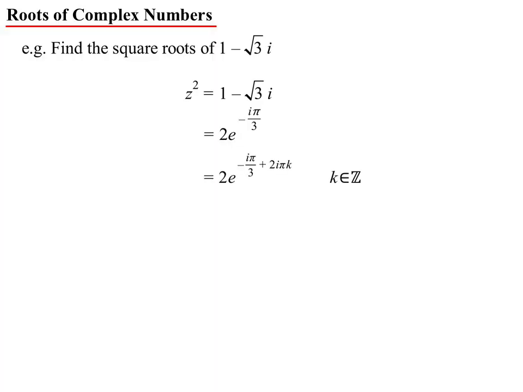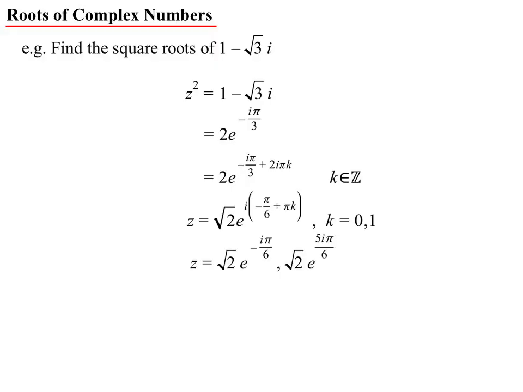The power of minus iπ/3 will be the same as minus iπ/3 plus 2πik. Our exponential is a periodic function, so long as k is an integer. And that will allow us to generate solutions now. Because z squared is going to be the square root of 2 when I find z, and then I'll halve the power. I want two solutions because I'm looking for the square root, so two consecutive numbers, 0 and 1. And there's my two answers in exponential form.